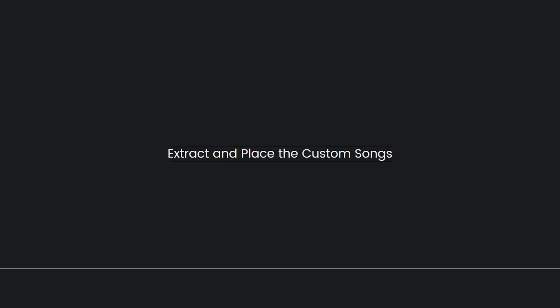Extract and place the custom songs. If the custom songs are in a zip or RAR archive, extract them to get the .chart files, then place the files, not the entire folder, into the Songs folder you created earlier.